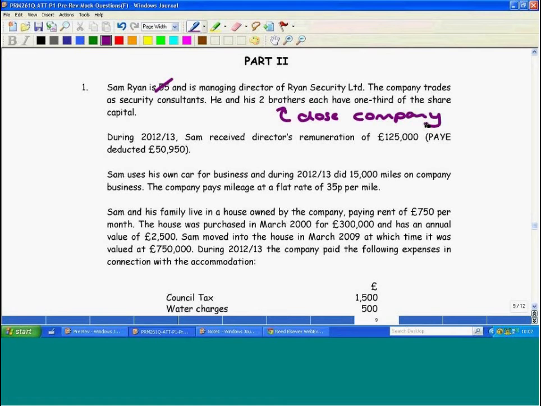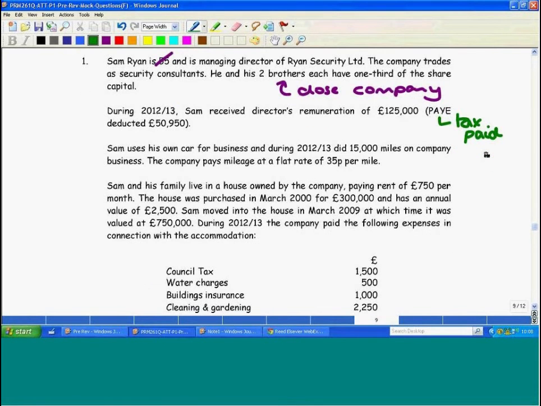Now, I then go on to the second paragraph, and I'm told that Sam receives remuneration of $125,000. So that's going to go in my non-savings column. He's also got PAYE deducted of £50,950. So that's what I'm going to deduct in my tax paid at source.